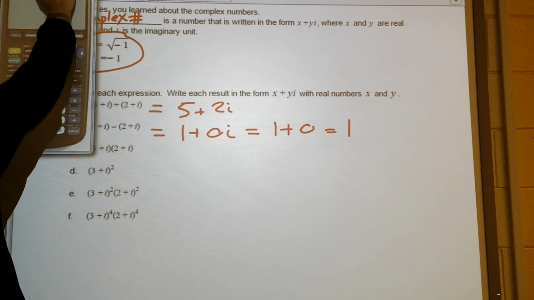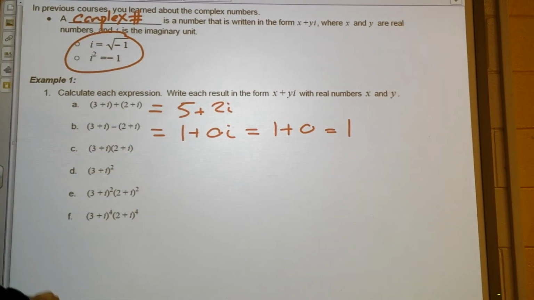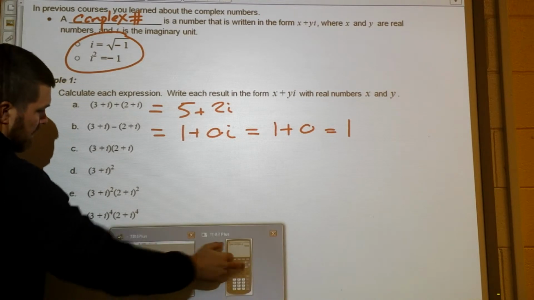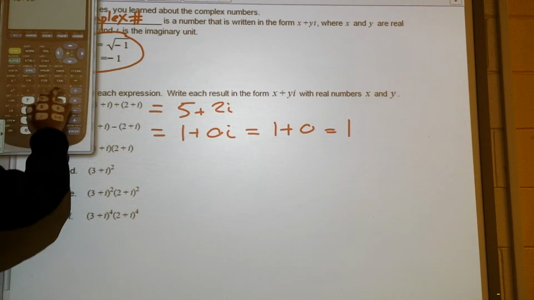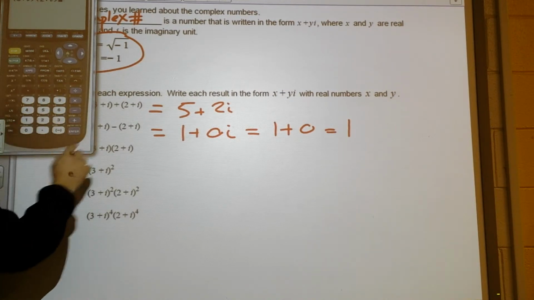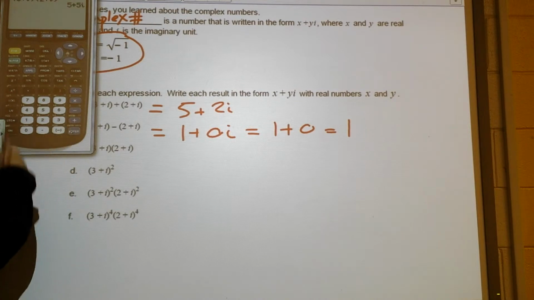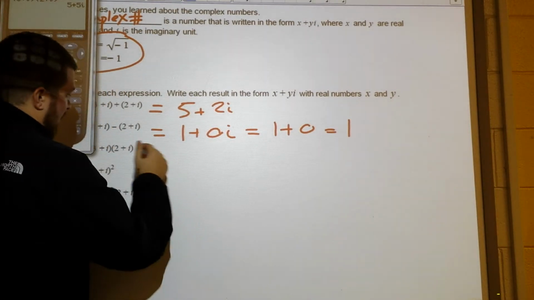So in my next example, I have 3 plus i times 2 plus i. I'm going to use the calculator here. So 3 plus i in parentheses times 2 plus i in parentheses. Again, type it in just the way it looks, hit enter. And so my answer here is 5 plus 5i.